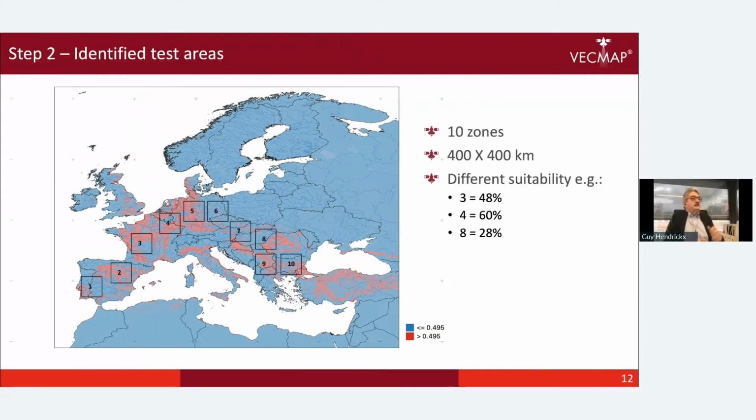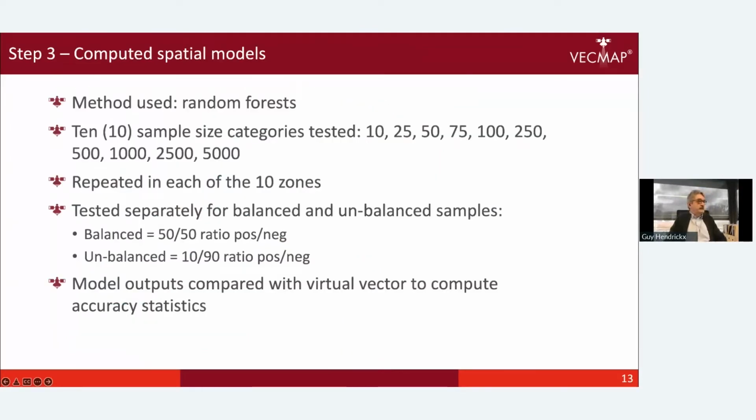And then we identified a series of test zones. We selected 10 zones which have different patterns. Some have overly dominant presence, some are overly with a dominant absence. And we took as a size of these zones 400 by 400 kilometers. This is rather empirical. We could choose any size. And as an example of different suitability, for instance, zone 3 is about 50-50. Zone 4 has more presence, and zone 8, for instance, has more absence. These are the 3 which we've been focusing on a bit afterwards.